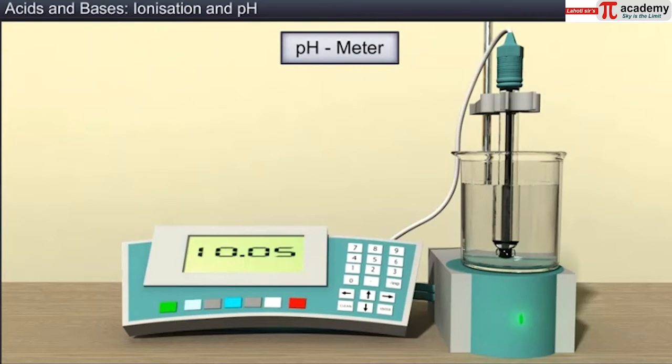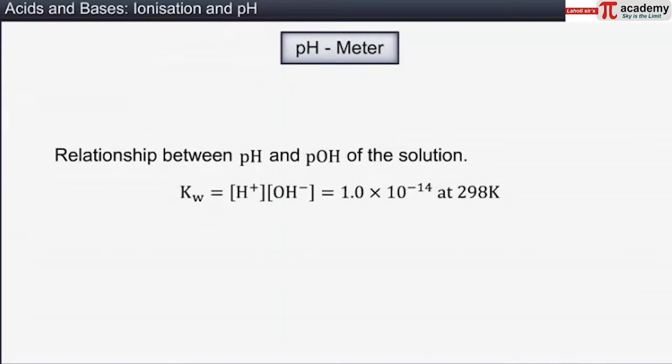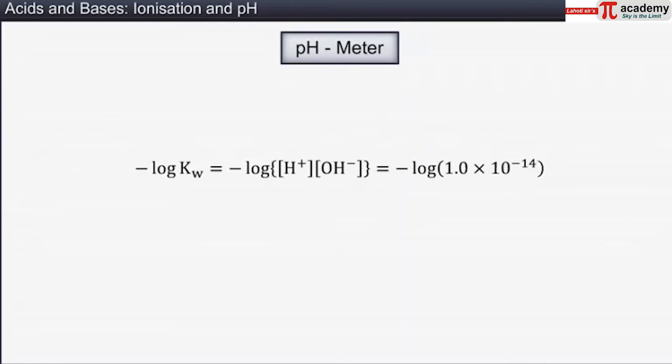A pH meter is an electronic instrument that measures the pH-dependent electrical potential of the test solution. As we saw earlier, the ionic product of water at 298 Kelvin is equal to the product of the concentration of H+ and OH- ions, which is equal to 1 × 10^-14. On taking negative logarithm on both sides of the equation, we get negative log of Kw is equal to negative log of H+ and OH- ion concentrations, which is equal to negative log of 1 × 10^-14.